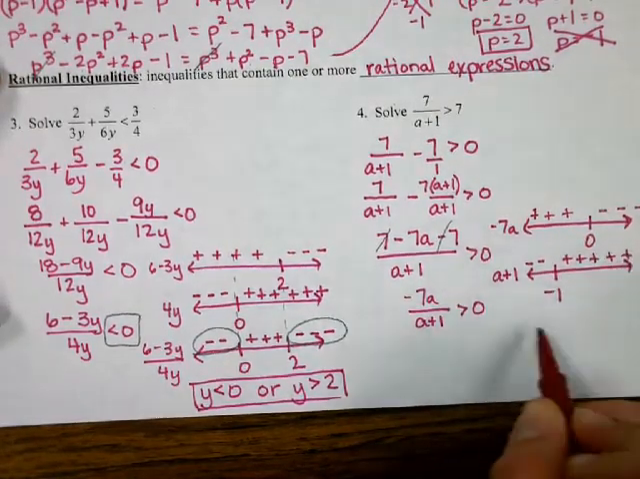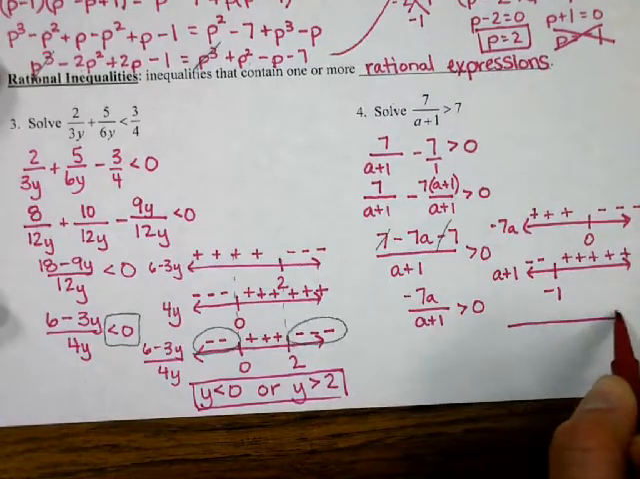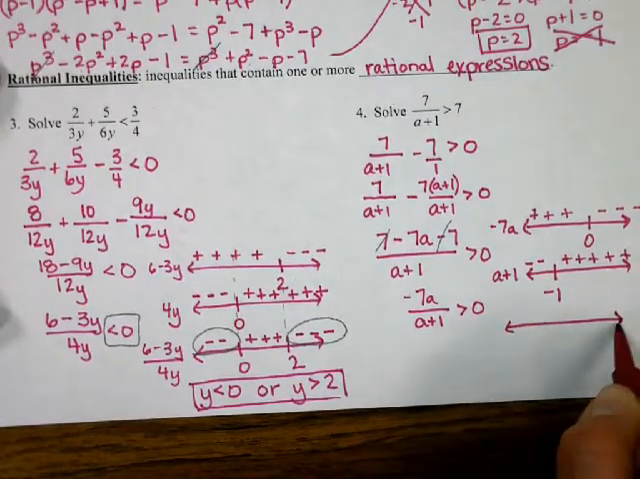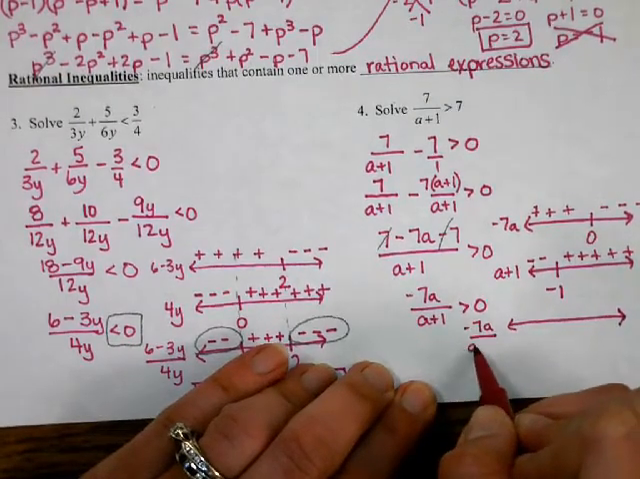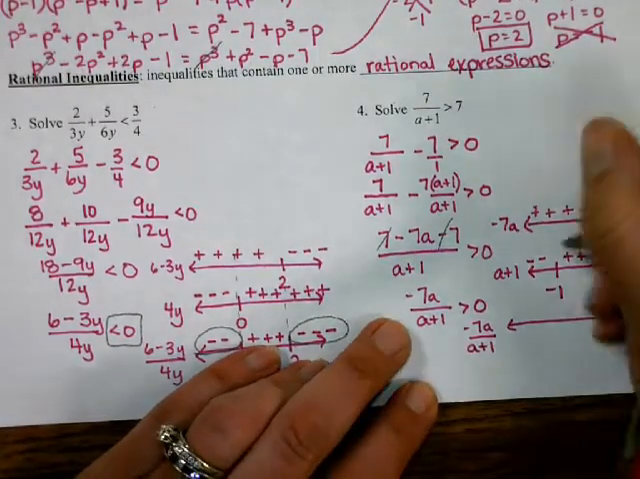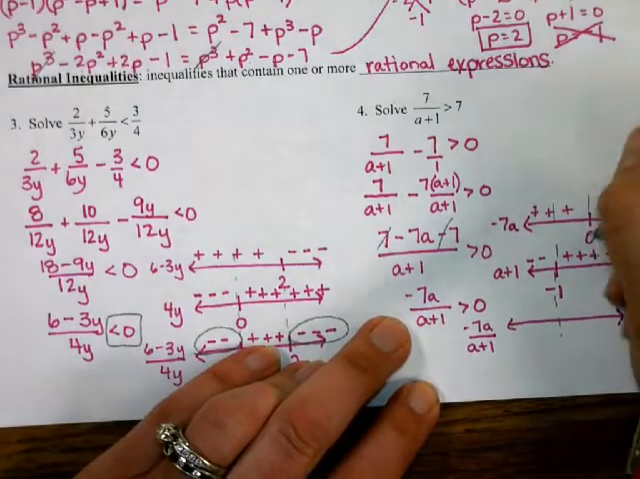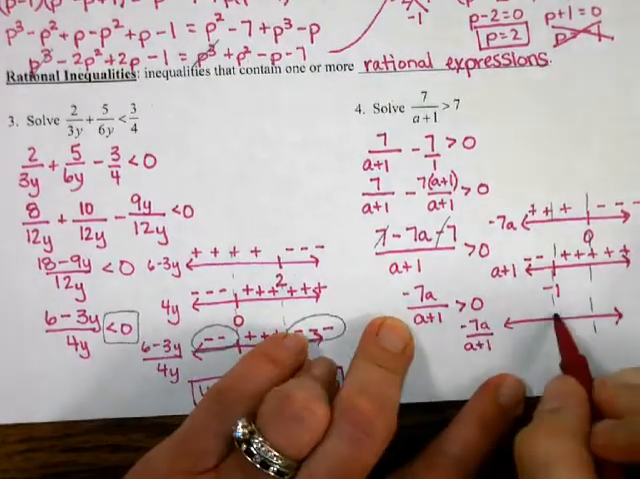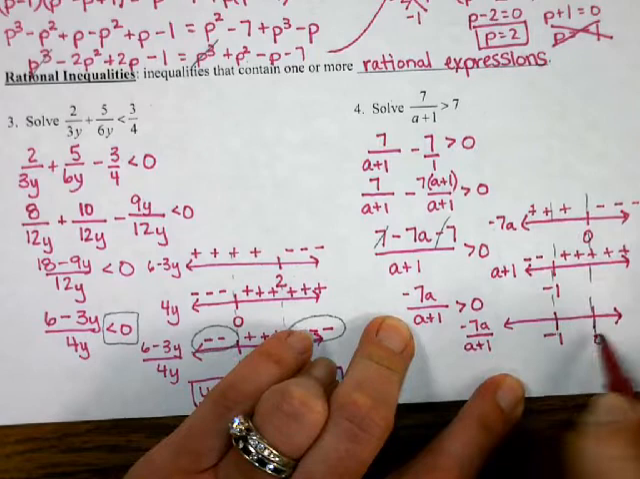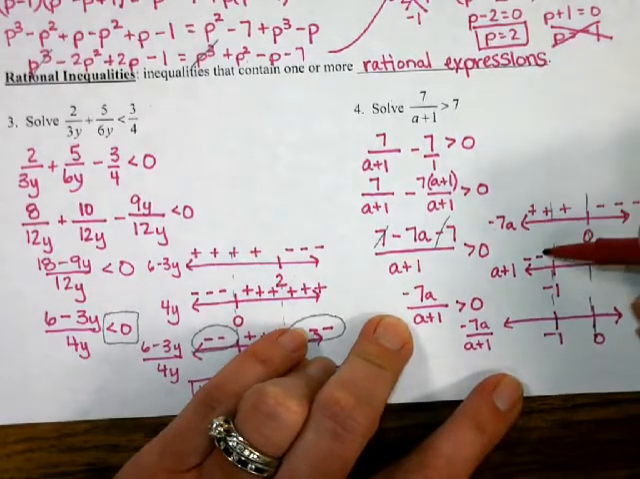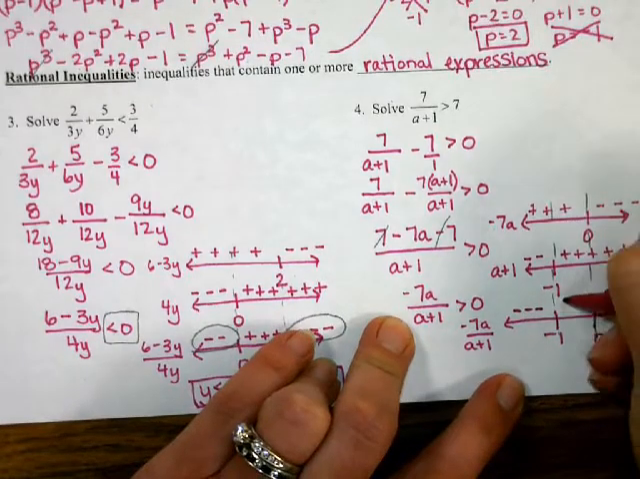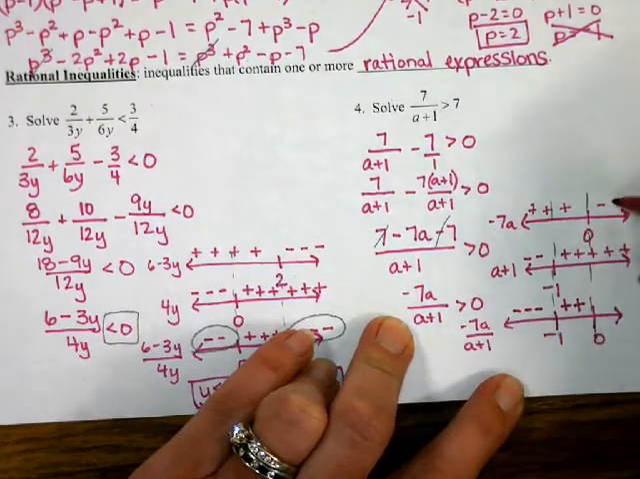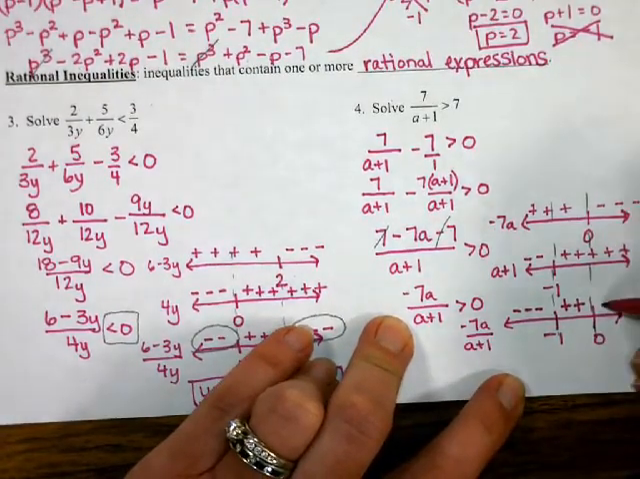Okay, again, the bottom one is your combined. So this is negative 7a divided by a plus 1. I'm looking at the overlap. So I have negative 1 and 0. A positive number divided by a negative number is a negative. A positive divided by a positive is a positive. A negative divided by a positive is a negative. All right, so there I'm going to use that number line.